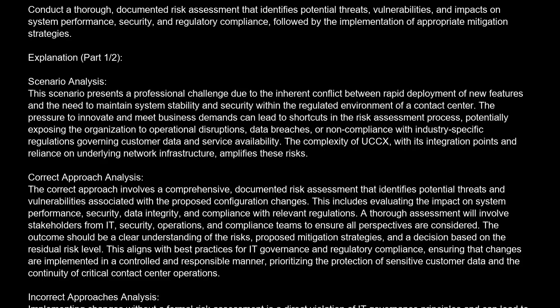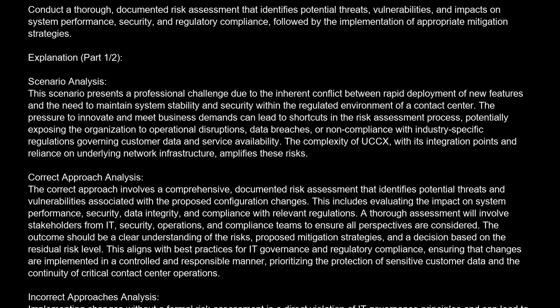Correct approach analysis. The correct approach involves a comprehensive, documented risk assessment that identifies potential threats and vulnerabilities associated with the proposed configuration changes. This includes evaluating the impact on system performance, security, data integrity, and compliance with relevant regulations.